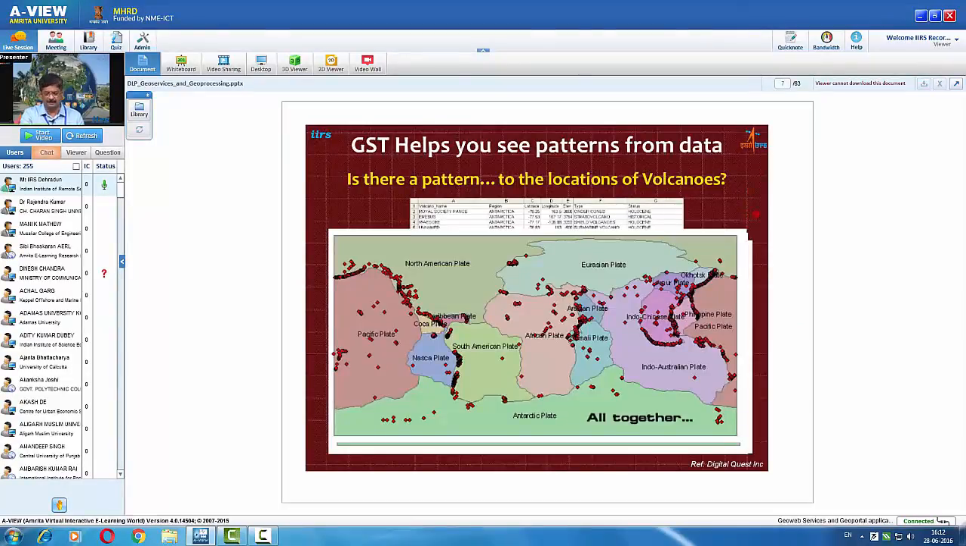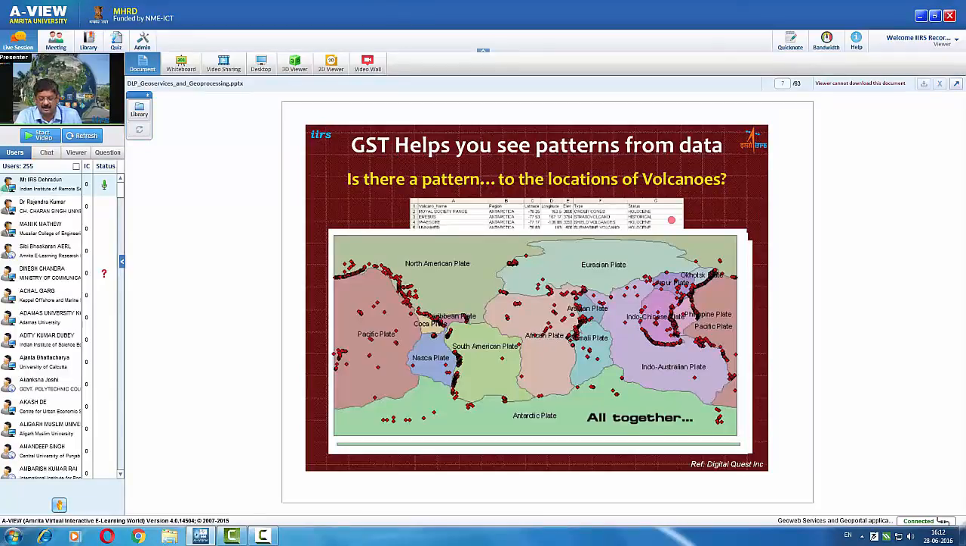GST helps you to provide actually. Okay, this is actually a slide. One after the other it should have come. It doesn't matter. In fact, if you see on the top, you have got a spreadsheet.